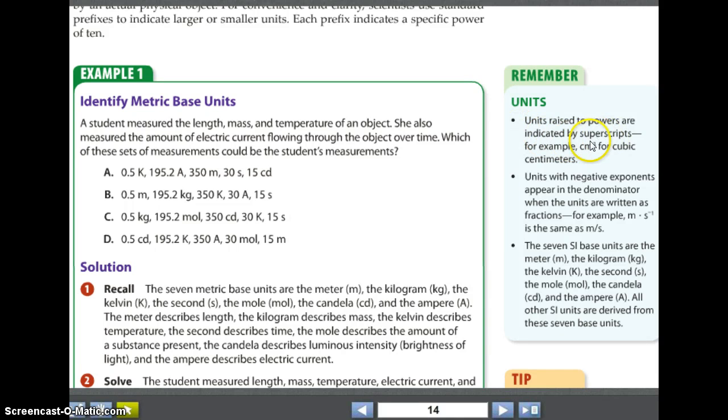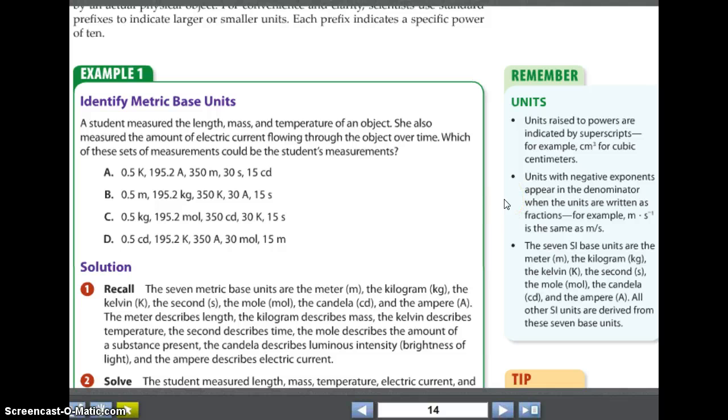So superscript means up above. Like Superman flies up above. Versus a subscript, which is down below, like when we write the chemical formula H2O, how the little 2 is smaller and down a little bit. So that's a subscript. Exponents are called superscripts.